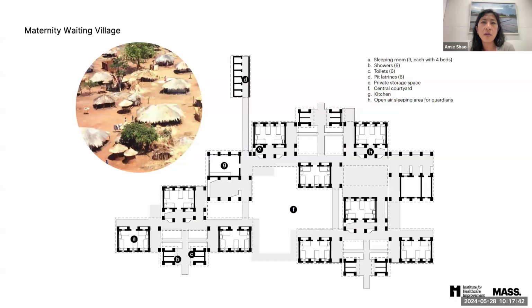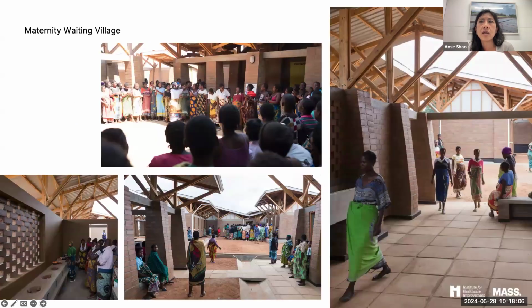And so taking cues from the local context, we designed a village or a series of smaller buildings with more intimate sleeping quarters, 5 beds each, and also made sure to accommodate the companions by building in benches for them to sleep on at night, sheltered by the large overhanging eaves, as well as spaces for cooking. So this is a scene that you might see in the center courtyard of women gathering for celebrations, for educational or training events, and really just supporting one another in this collective experience of becoming a mother.